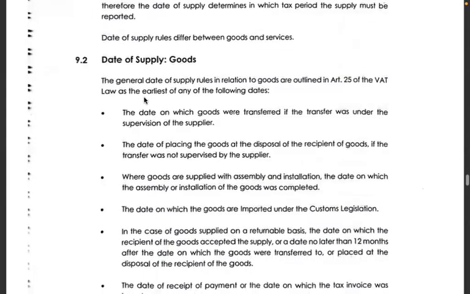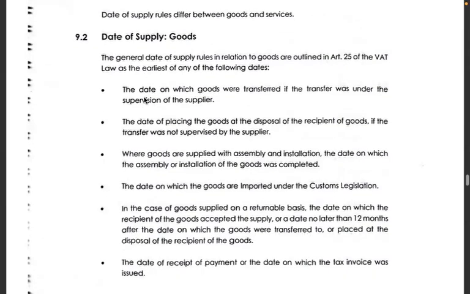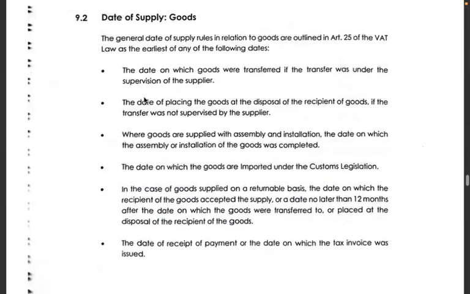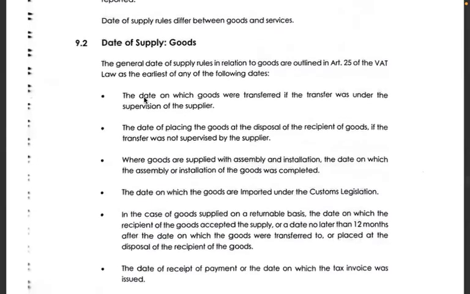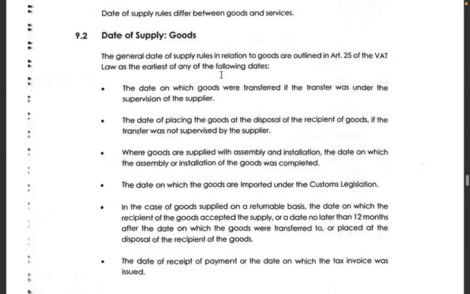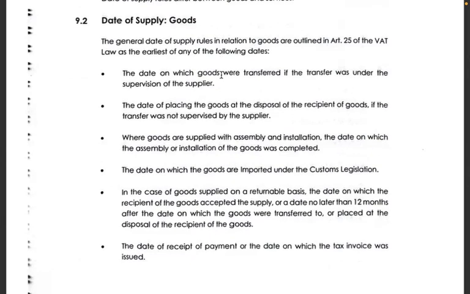So naturally, there's a bit of difference between the dates of supply for goods and services. Let us start off with the date of supply for goods. The general date of supply rules in relation to goods are there in Article 25 of the VAT Decree Law as the earliest of the following. That's quite an easy scenario.